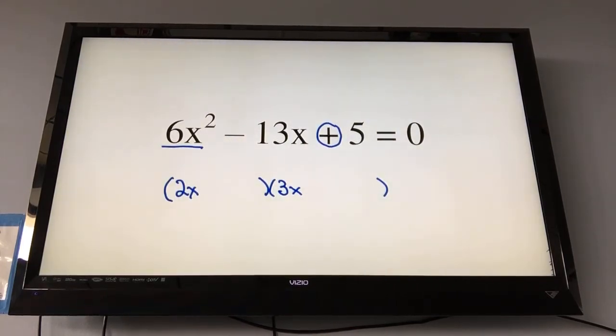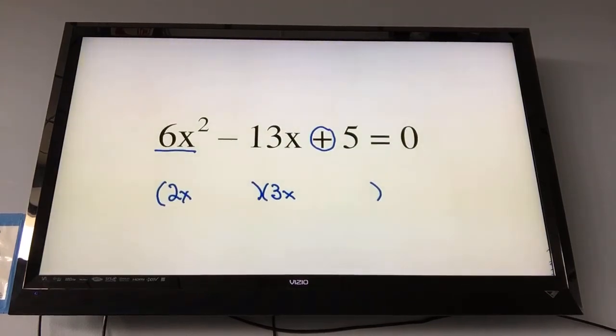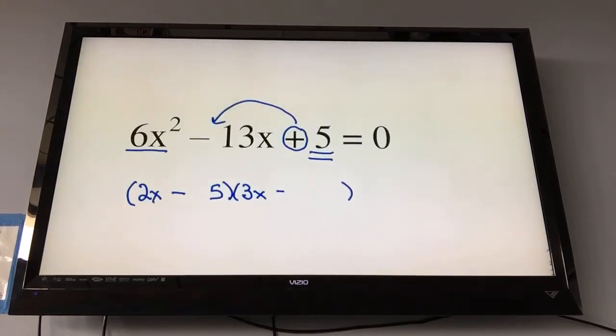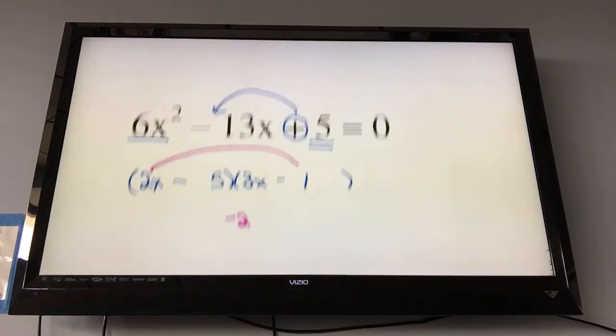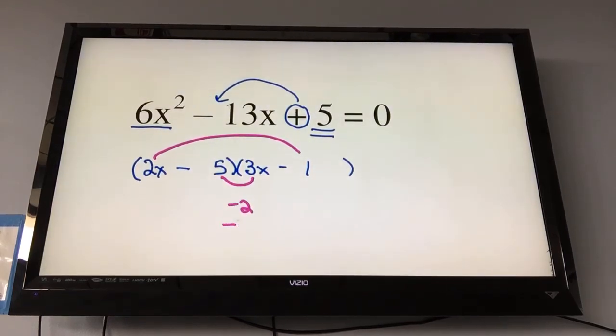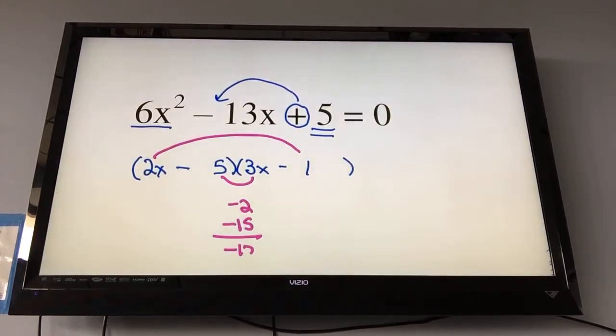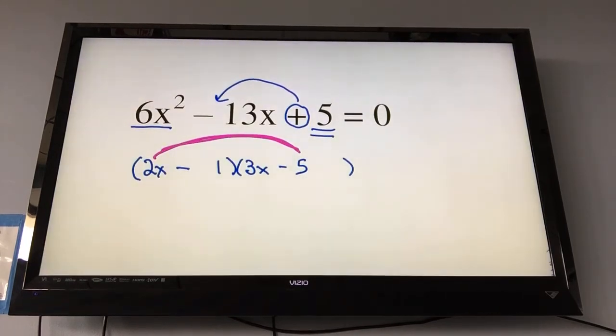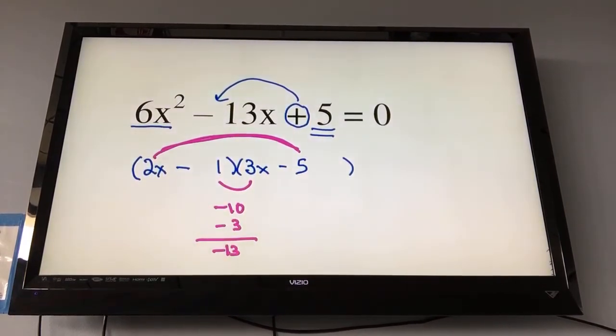Maddie, what are my signs gonna be? Both minuses. Will, what are my options for 5? 1 and 5. Okay, let's test it. Outer times outer, 2 times -1. Inner times inner, -5 times 3, negative 17, so that doesn't work. So we're gonna flip that. Outer times outer, negative 10. Inner, negative 3, negative 13. So that's right now.